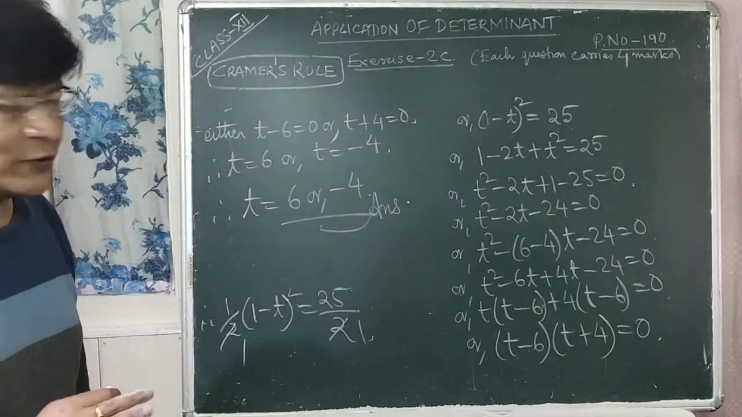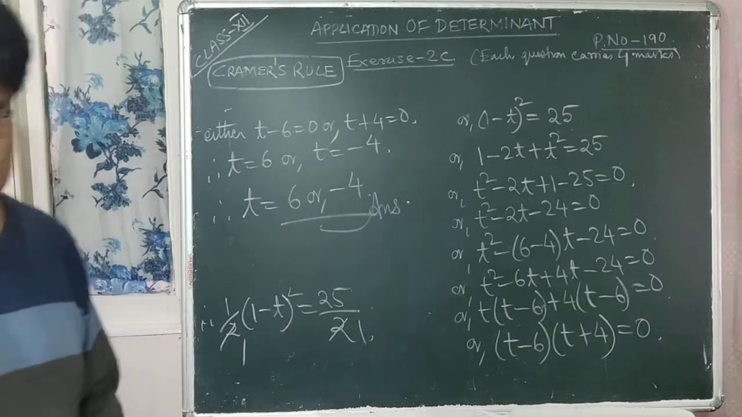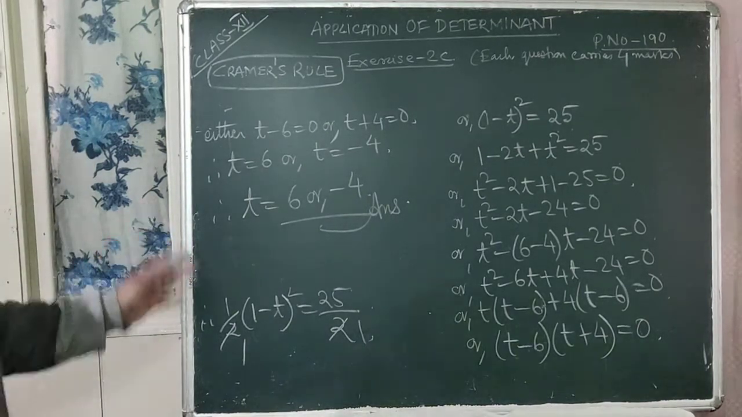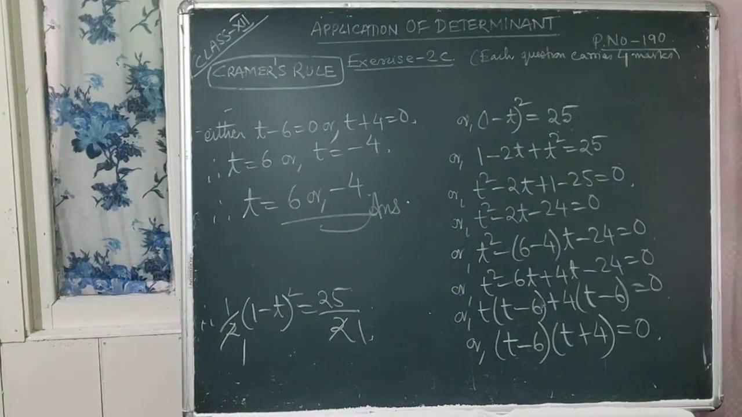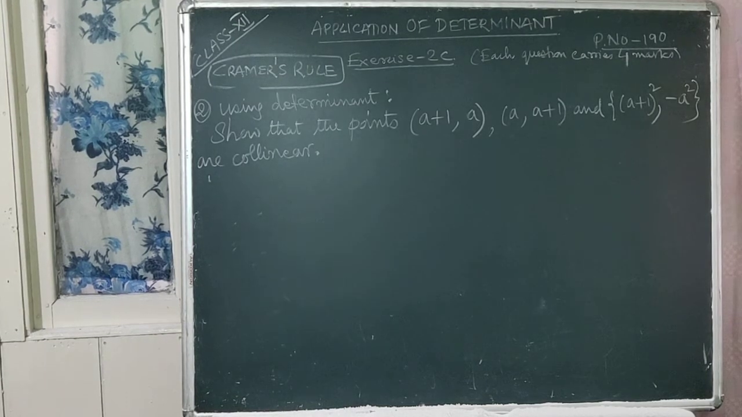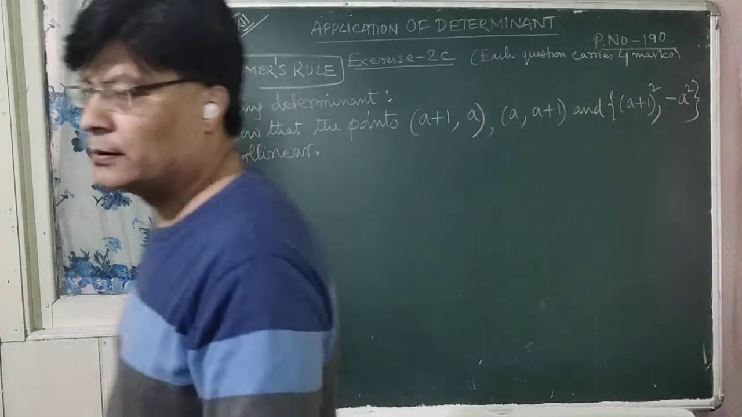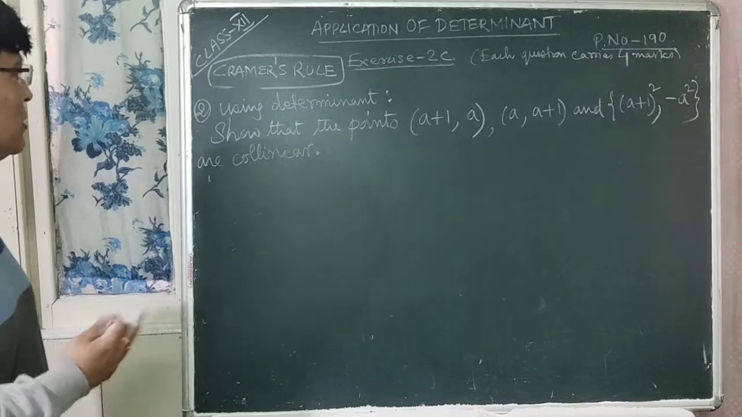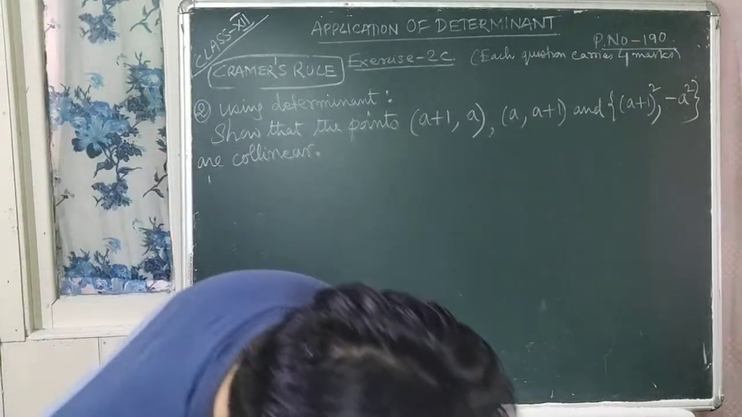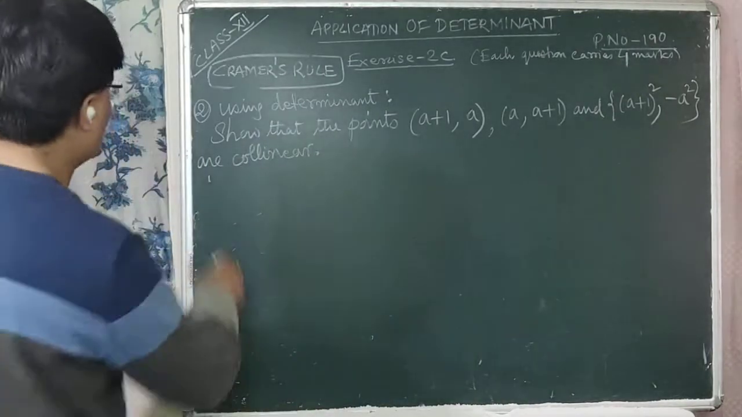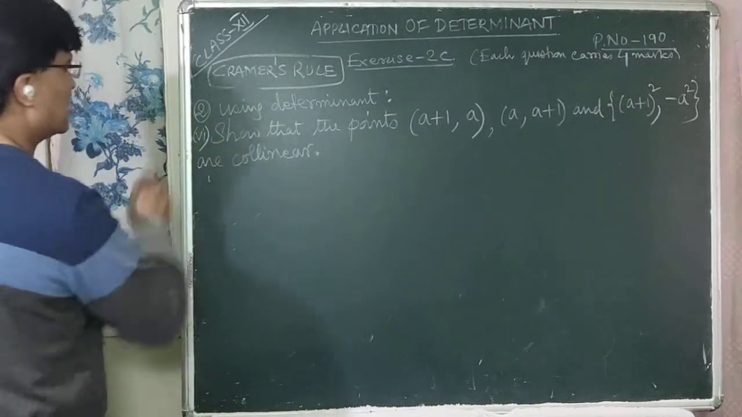So these are the answers. Is that clear to all of you? So t is equal to 6 or t is equal to minus 4. So these are the answers, right? So let's do the next question now. So now we will do the next question, that is question number 2, this is 2 number 6, right?